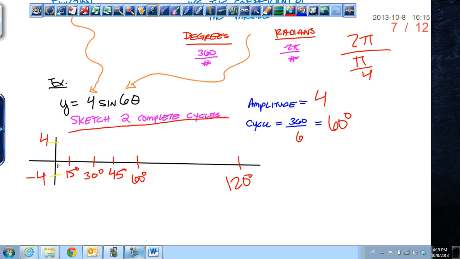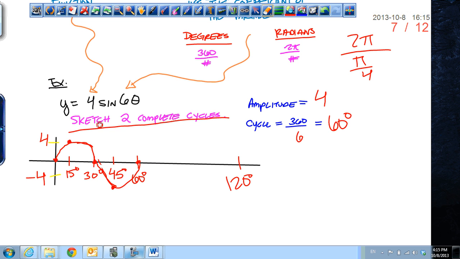Now, since we're doing sine, sine starts down here. Then for 15 degrees, it's going to be up there, 30 degrees down here, 45 down here, and 60 up again. So then I have my pretty sinusoidal picture there. I missed my point there, but there we go. So I got one full cycle down.